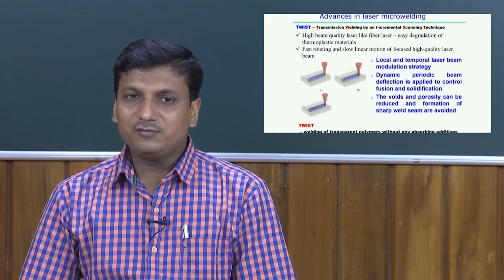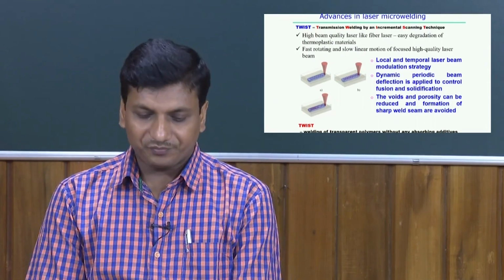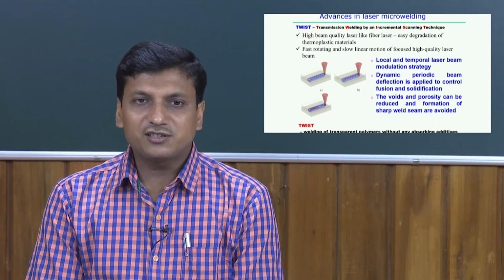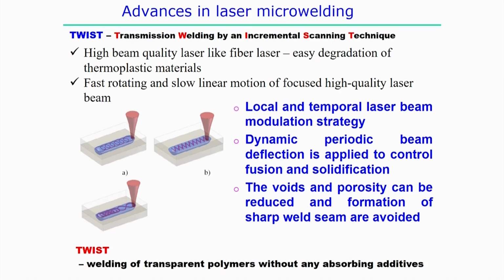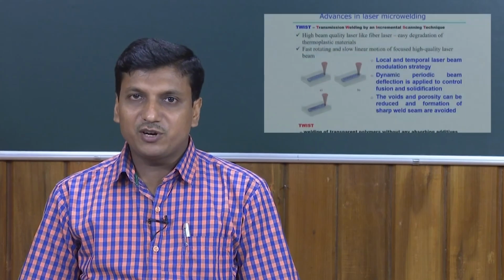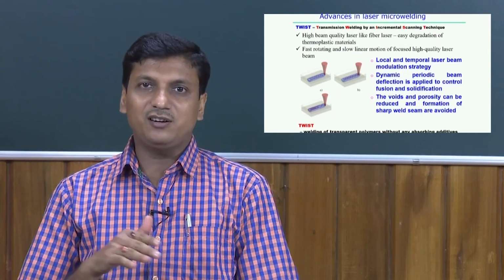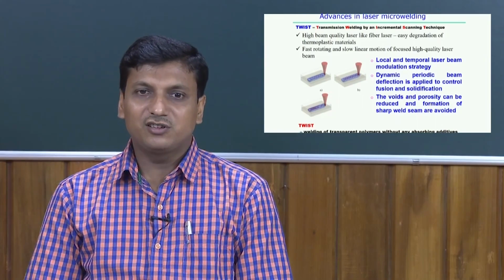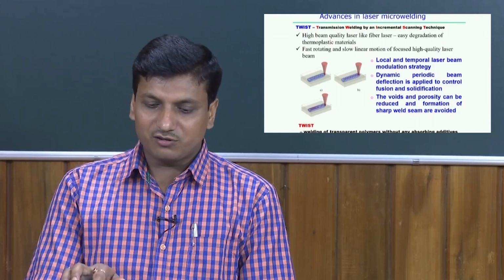Otherwise, they may exist if you use the laser in a conventional way. That is why twist technology is mainly used for transparent polymers. Even for transparent polymers, if you want to join using the twist technology, there may be no requirement for absorbing additives. Otherwise, in a conventional welding process, when you try to join two materials transparent to the laser wavelength, some absorbing medium is required at the interface, but in this case that is not required. That is the main advantage of this twist technology.